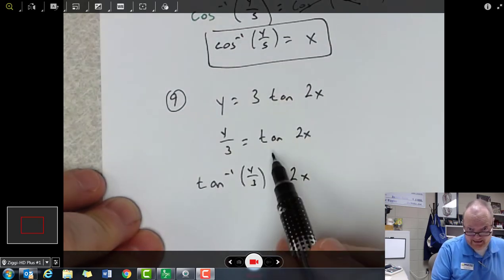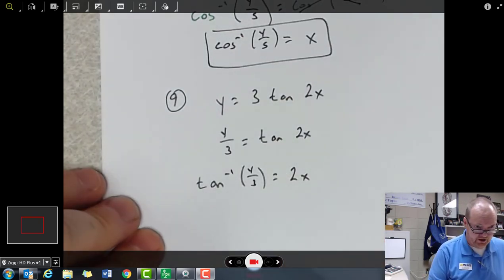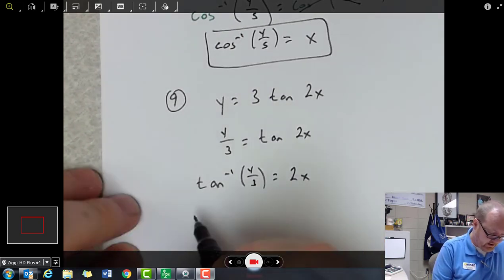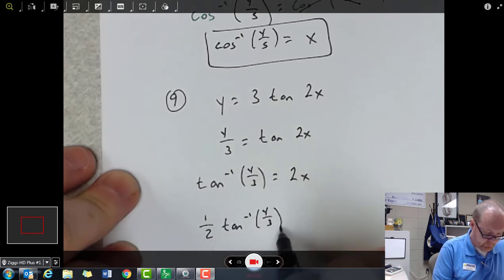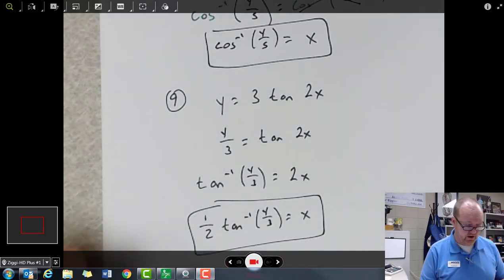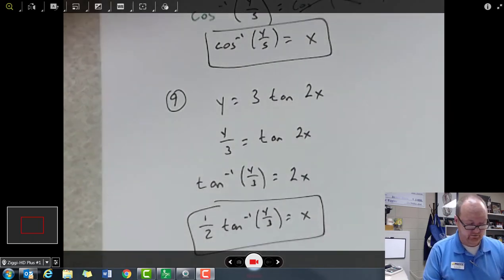And again, you're not dividing by a tangent, but you're applying an inverse function. But again, they undo one another. And then I can divide both sides by 2. Probably the back of the book is going to do a 1/2. And I get that x is equal to 1/2 the inverse tangent of y over 3. And then you had a couple that were more interesting on the next page, page 266.